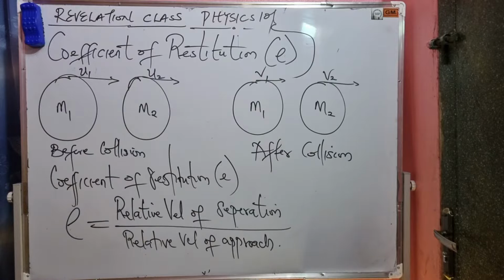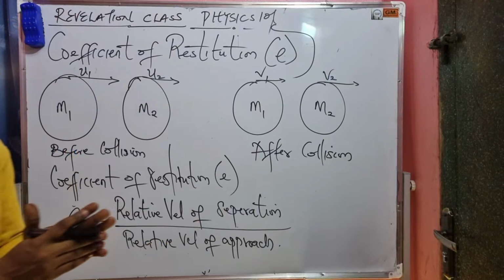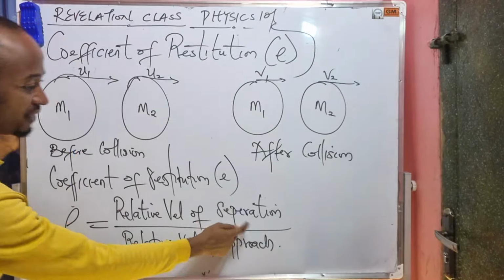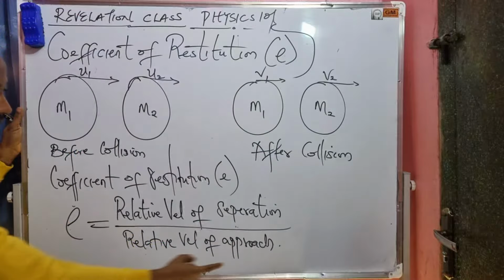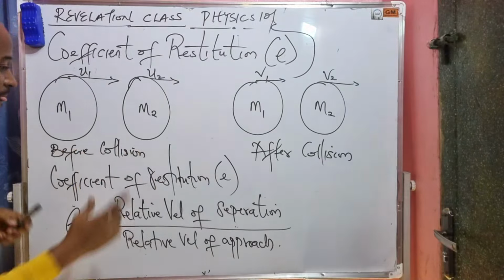Now let's continue. So we are saying that the value of E represents what? Relative velocity of separation. It means how fast the two bodies are moving close to each other, or moving apart from each other. Approach means how fast are they moving close to each other. Let me explain this.